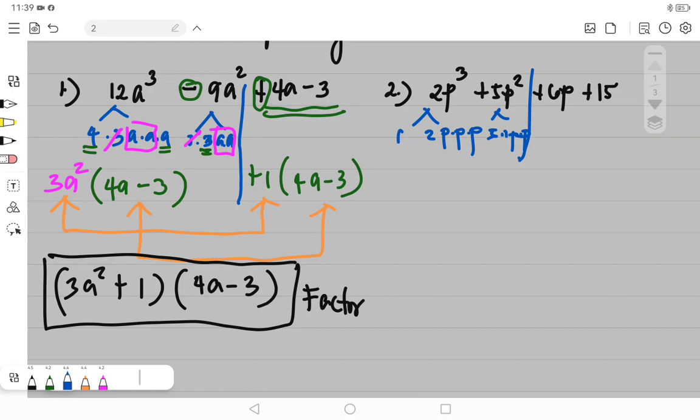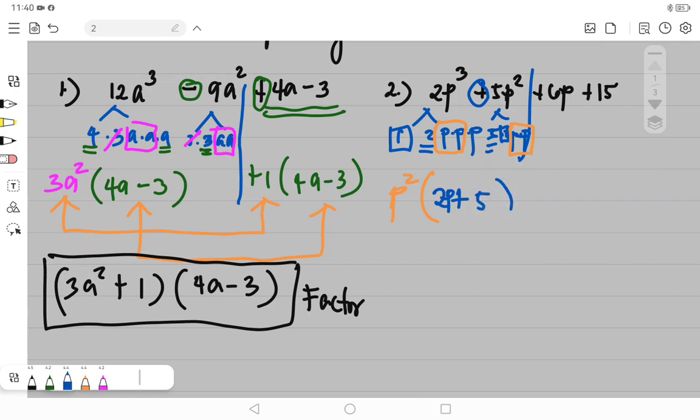Of course, 1 is the identity number for multiplication, and any number multiplied by 1 is the number itself. So we take the 2 p's common, and now we have p squared. If we take p squared, we have a remaining 2, and since this is addition, we put addition. The remaining number is 5. So we have 2p here, sorry, 2p plus 5.